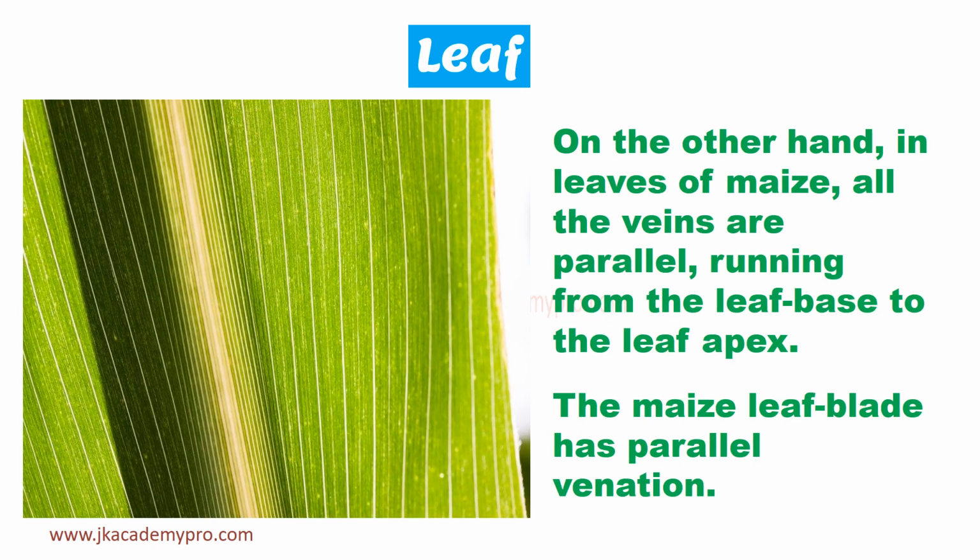Whereas in the maize leaf, we will find a midvein and other veins growing parallel to this midvein and parallel to each other. So that is, all the veins go from the leaf base to the leaf apex, that is from the base of the leaf to the tip of the leaf. They are all running parallel to each other. So such type of venation is called parallel venation.